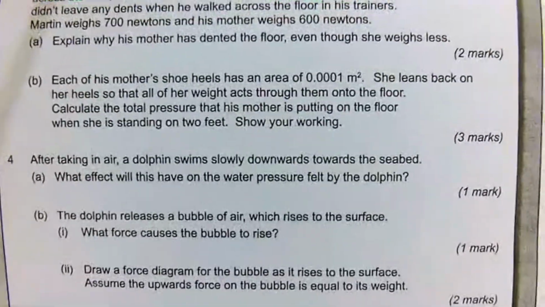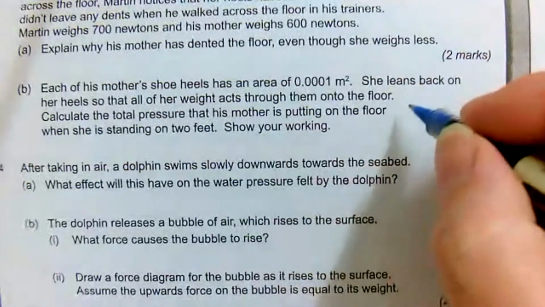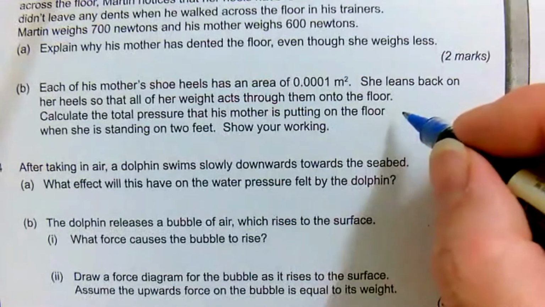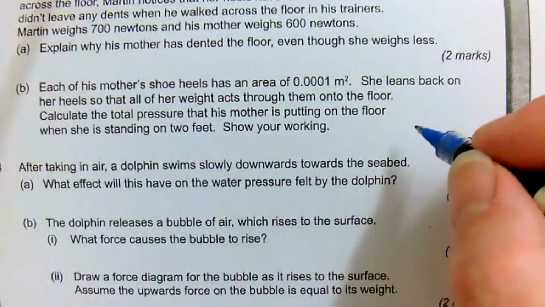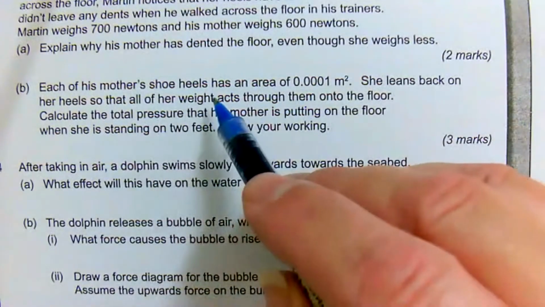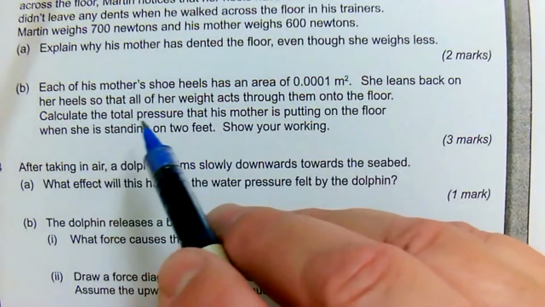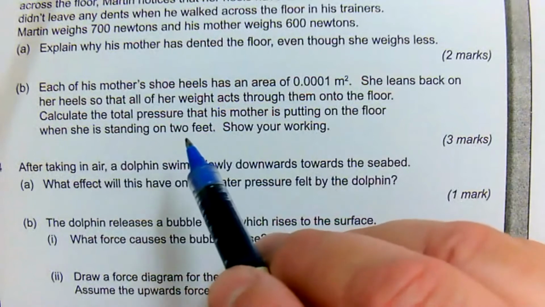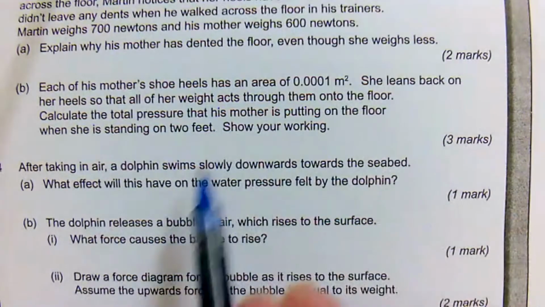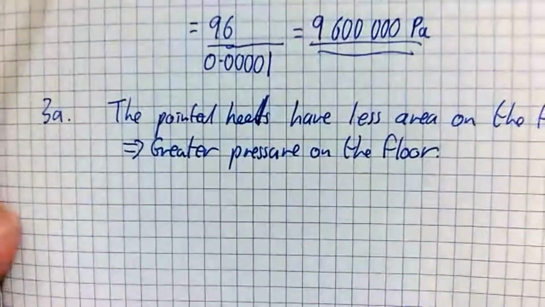So the next part is each of mother's shoe heels has an area of 0.0001 square meters. She leans back on her heels, so all of her weight acts through them on the floor. So remember, this is going to be 2 heels because she's got 2 feet. We're going to assume that mother is a human being, and it says each of her heels, so it's more than one shoe. She hasn't got 4 legs or anything like that. Calculate the total pressure the mother's putting on the floor when she's standing on 2 feet and show your working. Now it says show your working and it's 3 marks. So you've got to be very, very careful to show clear working.